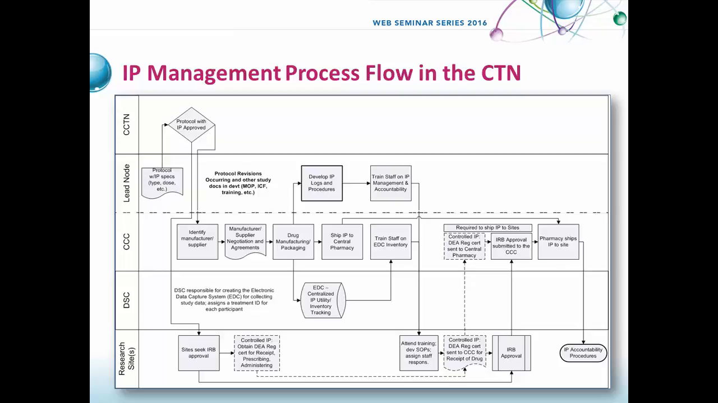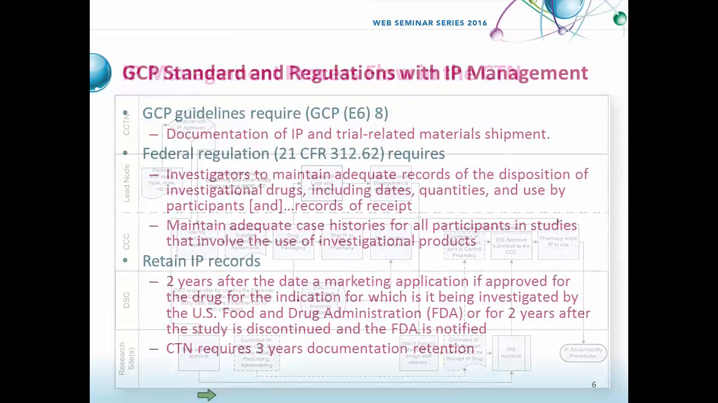Sometimes responsibilities may overlap, such as between the CCC and the lead node, and those activities could be shared depending on the expertise of individuals on the team. And this was true for 51. So in our case, in this flow chart, you'll see a dashed line between the lead node and the CCC. This presentation will address considerations for developing the IP procedures and logs, accounting for IP throughout the study, quality assurance, and closeout and reconciliation planning. And now Beth will talk about the GCP and the CCC's role.